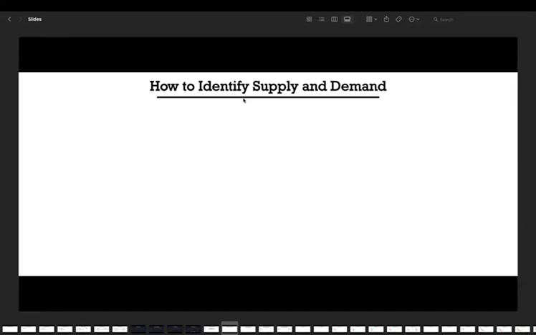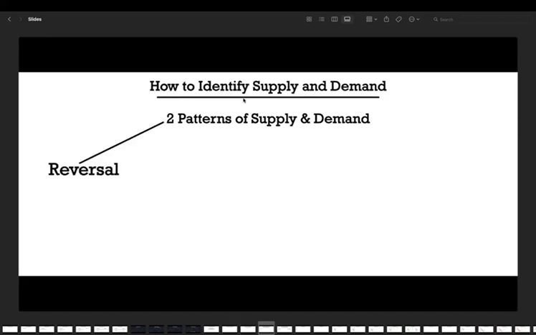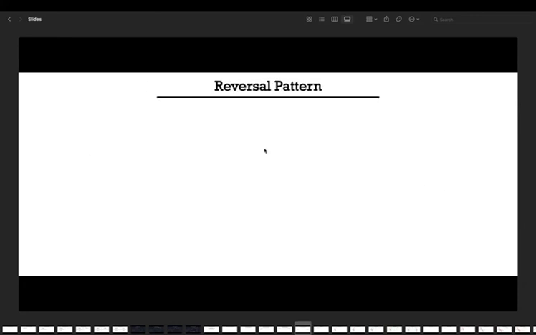Now let's learn how we can identify supply and demand. Before identification, as in the case of support and resistance, you need to learn the patterns of supply and demand. Here, as with support and resistance, we have reversal and continuation patterns. But each pattern is also divided into two types: bullish reversal and bearish reversal, bullish continuation and bearish continuation, okay? We're starting with reversal patterns.